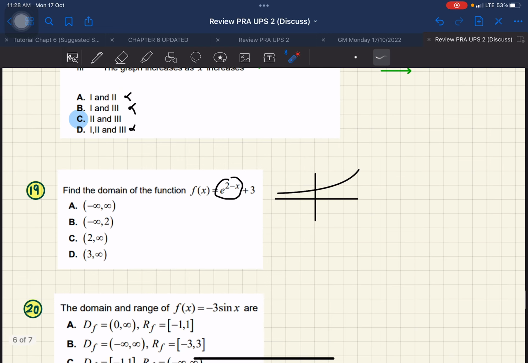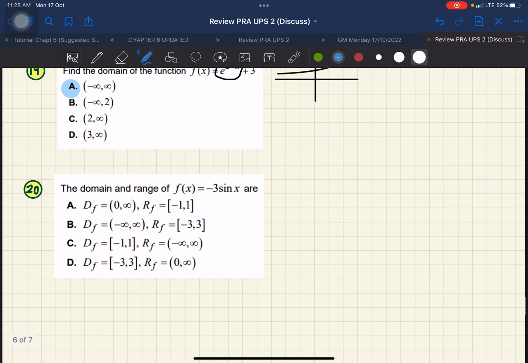Okay, so for number 19. So, this is easy peasy lemon squeezy. Soalan memang nak bagi markah free dekat awak. Dia minta awak cari domain of the function. So, domain for exponential function is always negative infinity to positive infinity. Tak ada bantahan. Itulah kita punya domain. Unless soalan state a new domain.